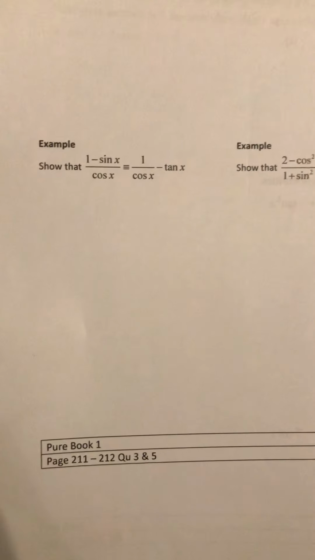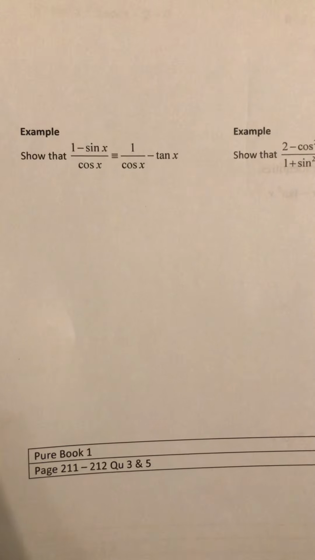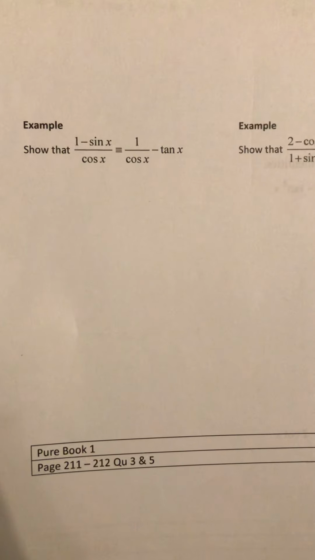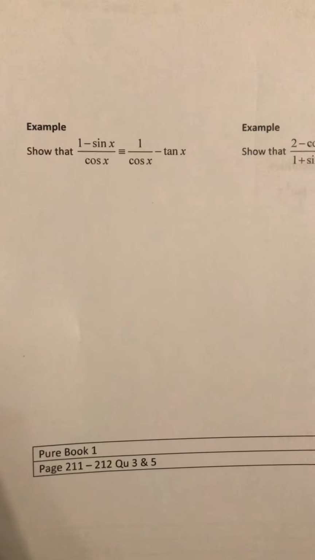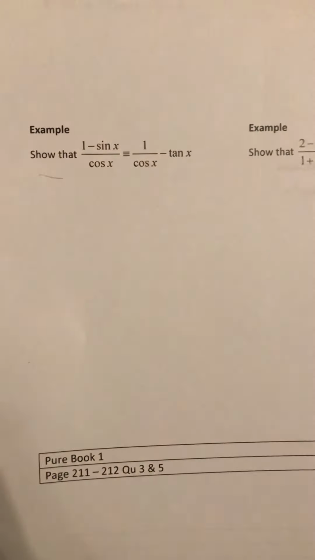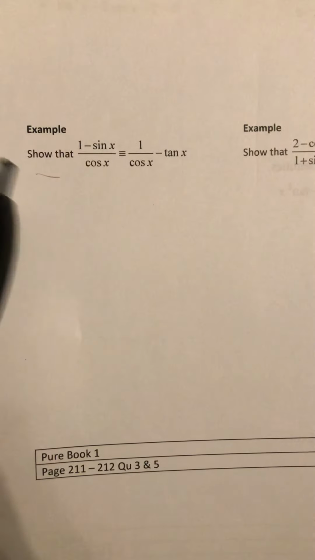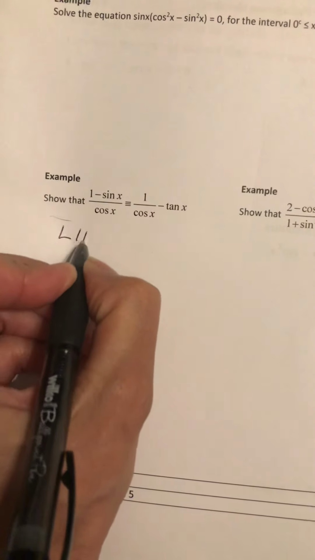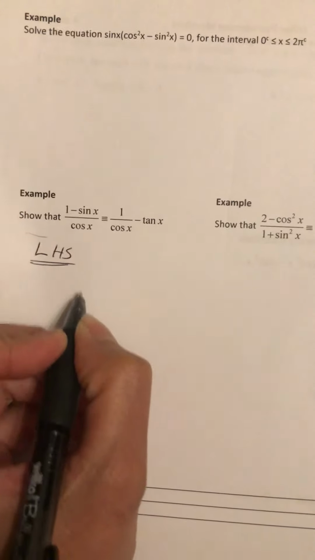So here, it says, show that (1 minus sine x) over cos x is the same as 1 over cos x minus tan x. So we start with one of the sides. You start with either the left side or the right side, and you've got to try and make it look like the other side. You can't cross multiply or anything like that because you can't assume that they're equal to each other. So I'm going to start on the left-hand side, and I will tell the examiner that's what I'm doing. Okay, so I'm going to start with that.